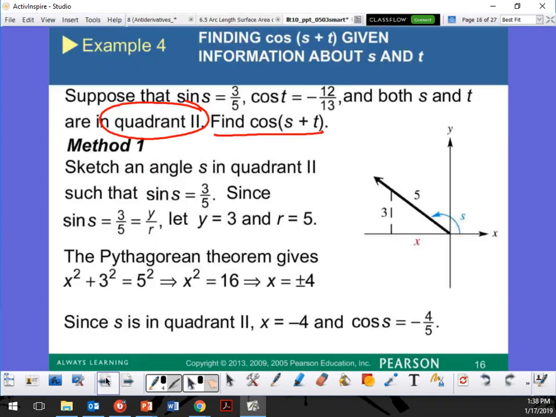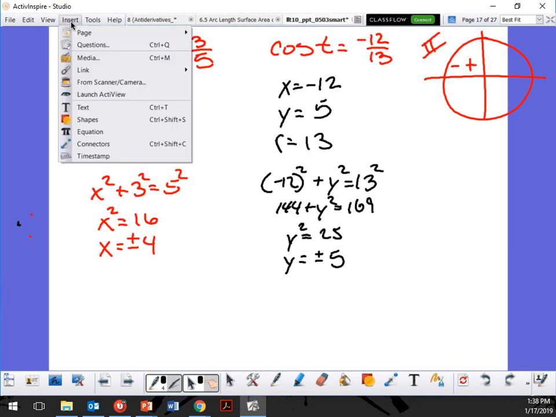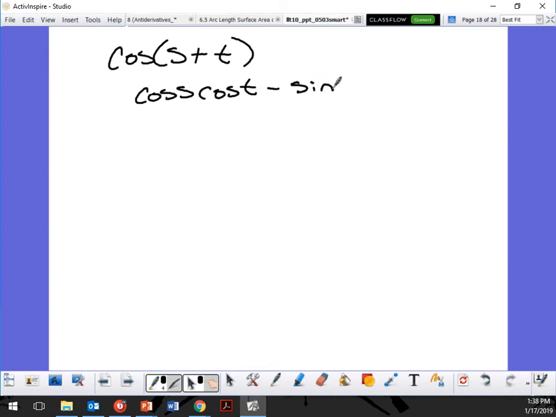I need to find cosine of s plus t, right? So I'm going to insert a new page here because my other one is already filled out. So it's going to be the cosine of s plus t. Now let's fill out my formula. It's going to be the cosine of s, cosine of t. What goes next? Minus. Minus sine of s, sine of t.